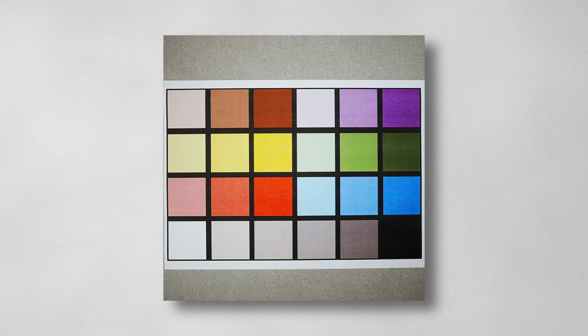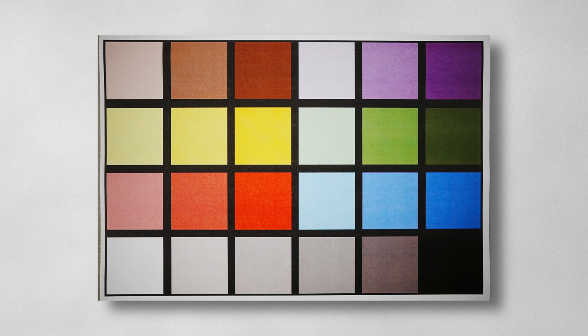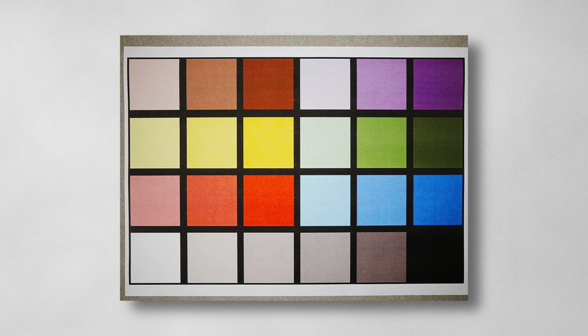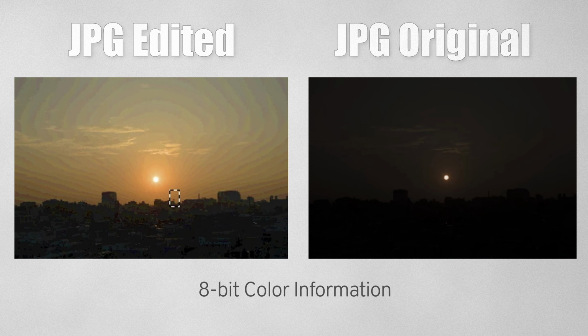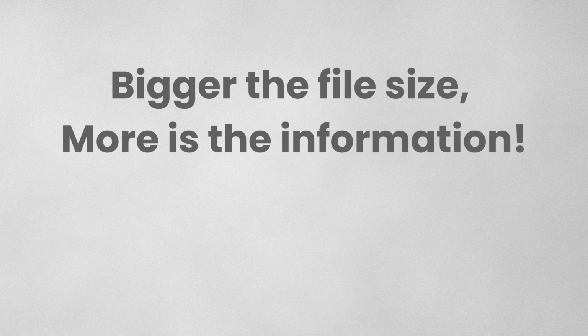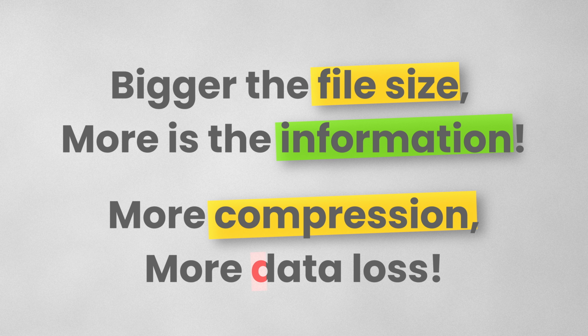JPEG format essentially is a completely processed, finished and ready to publish or print ready format that will have all the additional processing applied to the image, like adding picture profiles, lens corrections, etc. in a highly compressed format. It is highly advised against editing any JPEG file as it tends to fall apart easily. At this point, I want to bring your attention to something to keep in your mind throughout the rest of the video. Bigger the file size, more is the information. More compression means more loss of data.